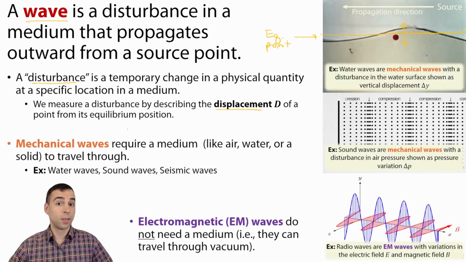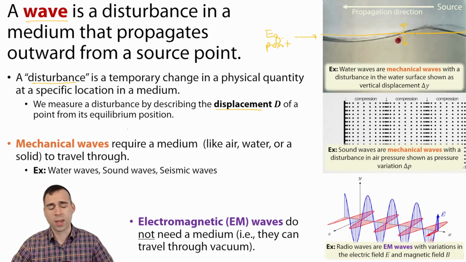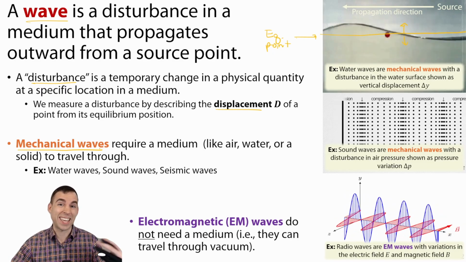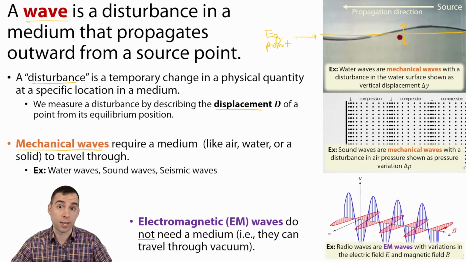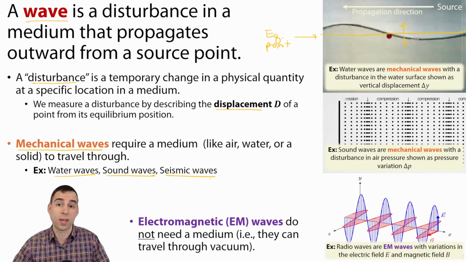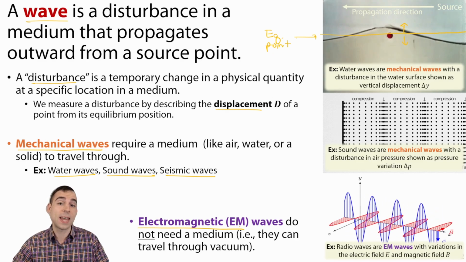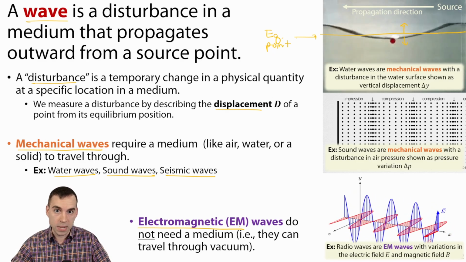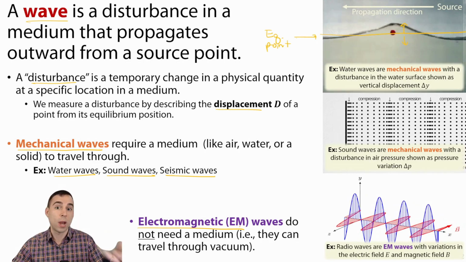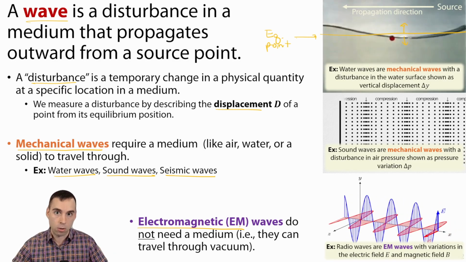There are two major classifications of waves: mechanical waves and electromagnetic waves. Mechanical waves require a medium to propagate in, like air, water, or a solid. These types of waves would include water waves, sound waves, or earthquake waves, seismic waves. On the other hand, we could have electromagnetic waves, which do not require a medium to operate in. Things like X-rays, microwaves, radio waves. These are electromagnetic waves that can propagate through a vacuum.